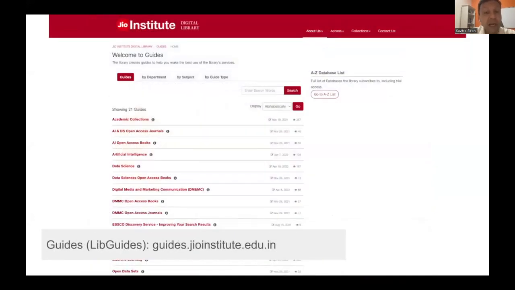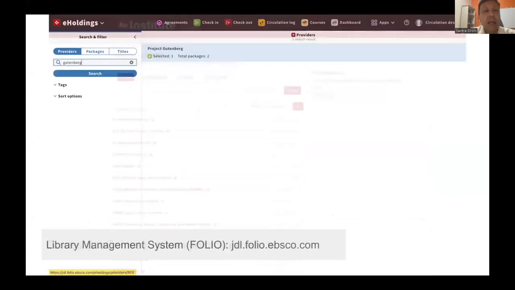This is our LibGuides application. Notice the domain at the bottom. And this is Folio, by the way. I'm just showing you a screenshot of Folio. Folio is used by library staff, not by the end users, so it looks a bit different, but that's okay.